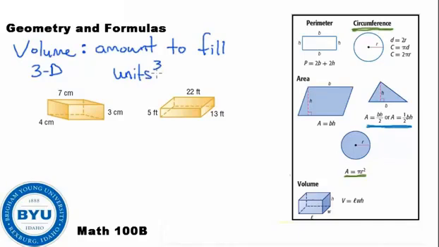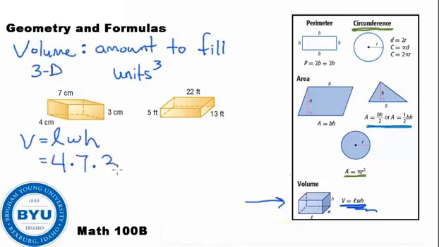In this lesson, we're only going to talk about rectangular prisms, and the formula is right here. The volume of a rectangular prism is simply length times width times height. So for this example here, volume equals length times width times height. Well, the length is 4, the width is 7, and the height is 3. We would simply multiply those together to get our answer. I'm going to do 7 times 3, that's 21, times 4 is 84 cubic centimeters.